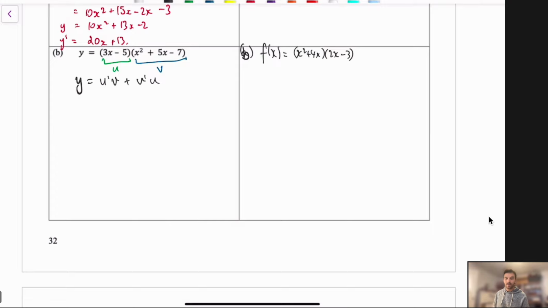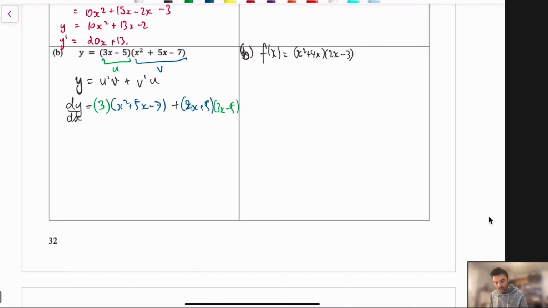If you draw u and v similarly, you probably want to be careful with this notation and just make sure they're really obvious. Let's differentiate. So dy by dx is going to be: u dash becomes 3, then v, we put that in, x squared plus 5x take 7, and then we plus v dash, which is going to be 2x plus 5, and then we times by 3x take 5.